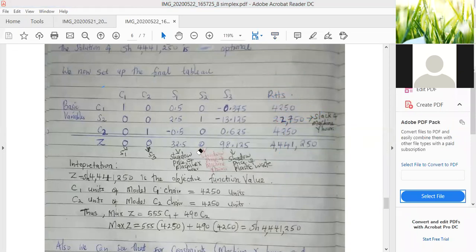So our interpretation here would actually mean what? For us to use an extra kg of the plastic waste, we would be required to pay 98 shillings and those cents there. If we want to use an extra hour of machine X hours, then per unit we would pay this amount of 32.5. But for machine Y, no payment will be required because we haven't even exhausted the production of 4250 for C1 and 4250 for C2 respectively.